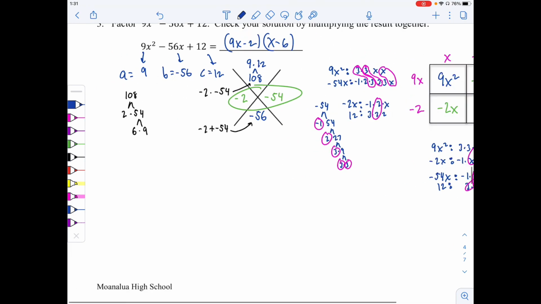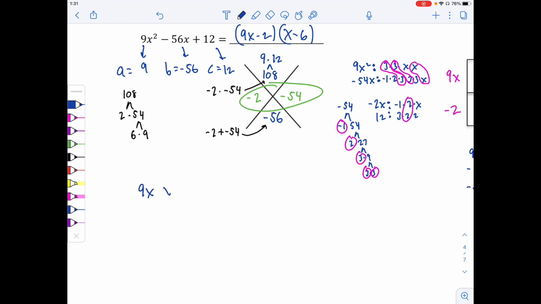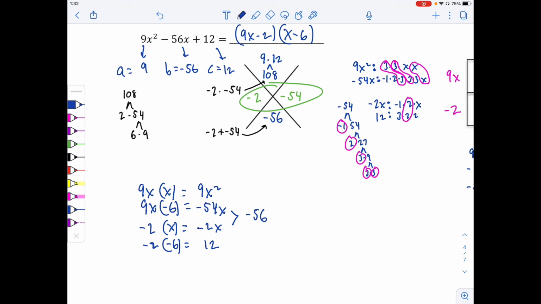Okay, and it works. Then we can FOIL it. 9x times x. 9x times negative 6. Negative 2 times x. And negative 2 times negative 6. So this will be 9x squared. This is negative 54x. Negative 2x and positive 12. These two out in the middle, it's negative 56x. And they all look the same, right? 9x squared, negative 56x, and 12. So it works. 9x squared minus 56x plus 12. And that's what we started with.